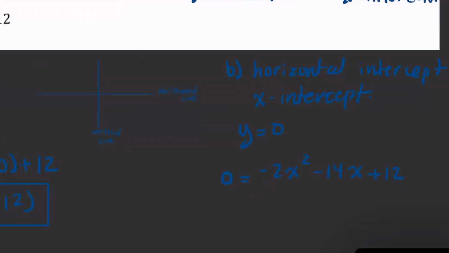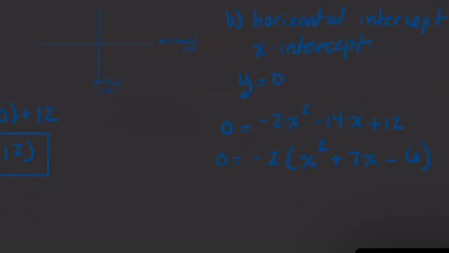Notice that each of these terms has a negative 2. I can factor out a negative 2 from each term. Dividing by negative 2 gives you 0 equals x squared plus 7x minus 6. Now the problem with this is that it doesn't give you perfect factors to do the factoring method. So you have to use the quadratic equation.